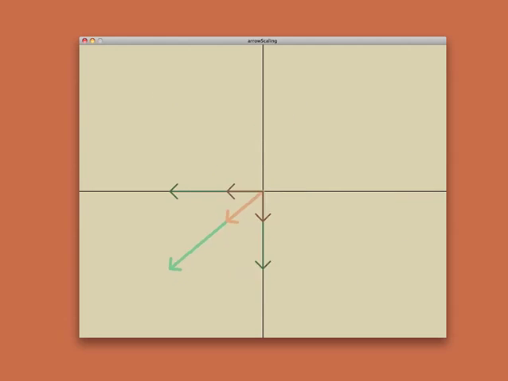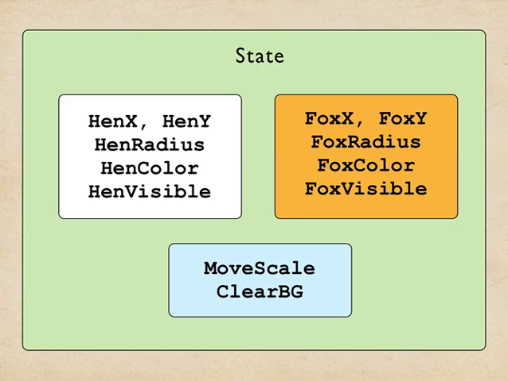So let's see how this is used in the fox and hen program. Here is the total state for fox and hen. On the left, we have all the information we need for the hen. I have the center of the hen circle, that's hen x and hen y, the radius and color of that circle, so I can draw it, and a boolean that tells me whether it's visible or not.